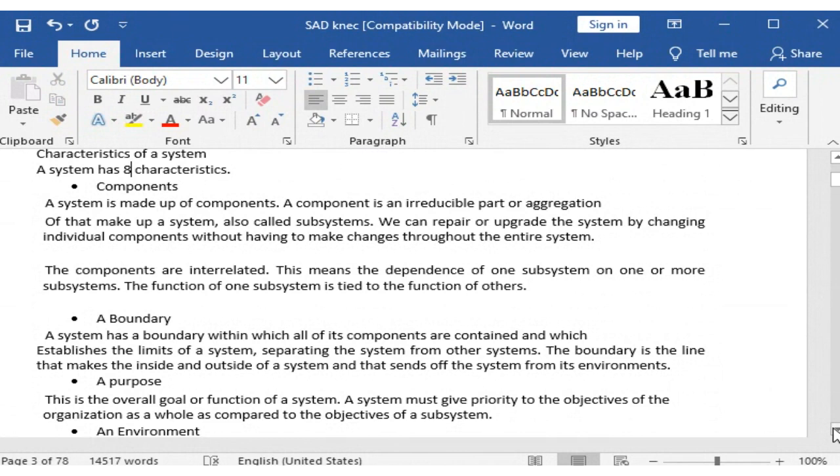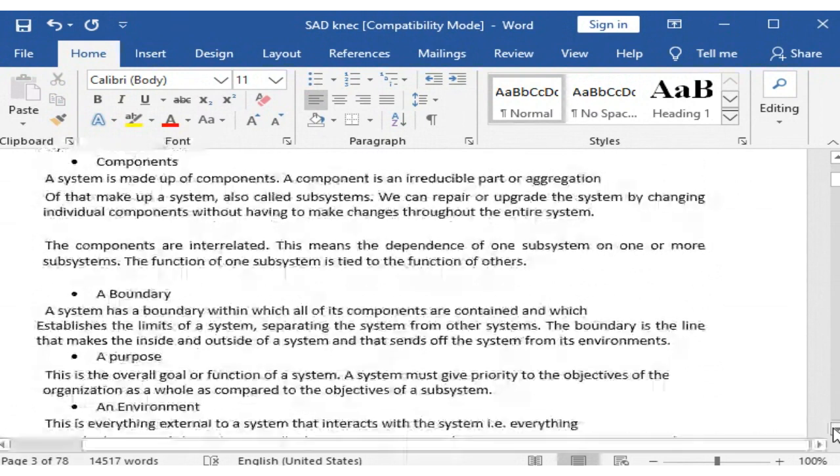Now, the components are interrelated. This means the dependence of one subsystem on one or more subsystems. The function of one subsystem is tied to the functions of others.